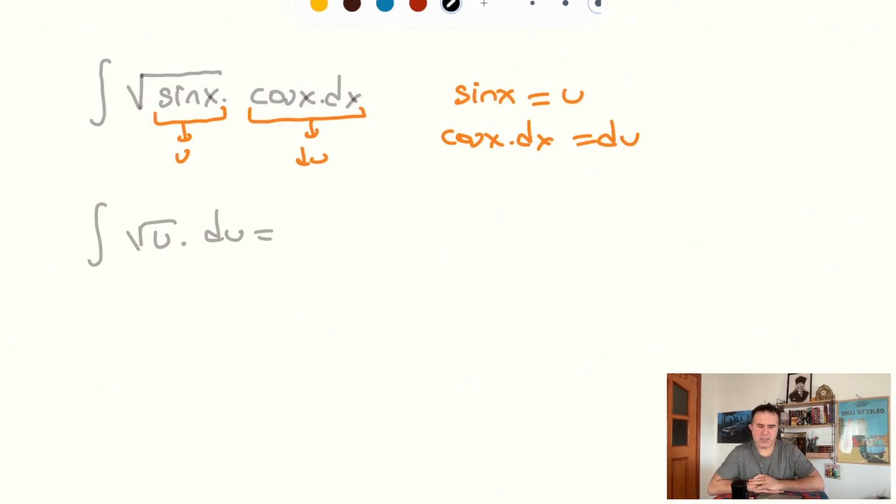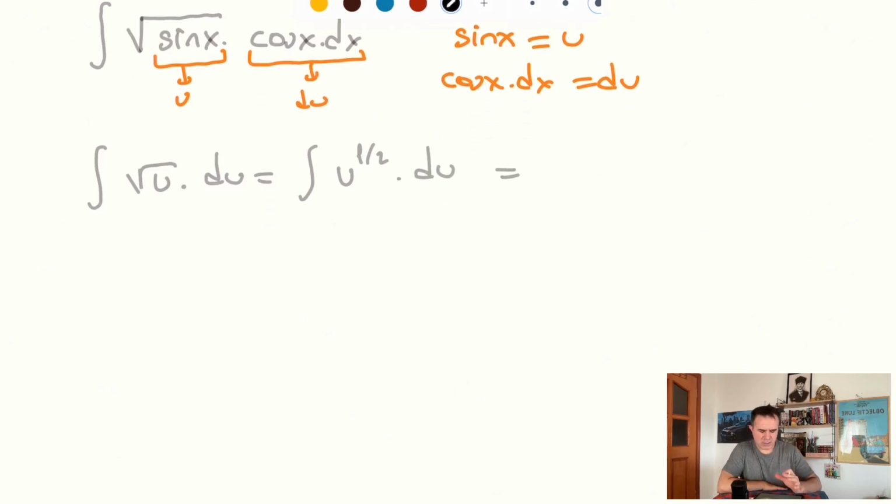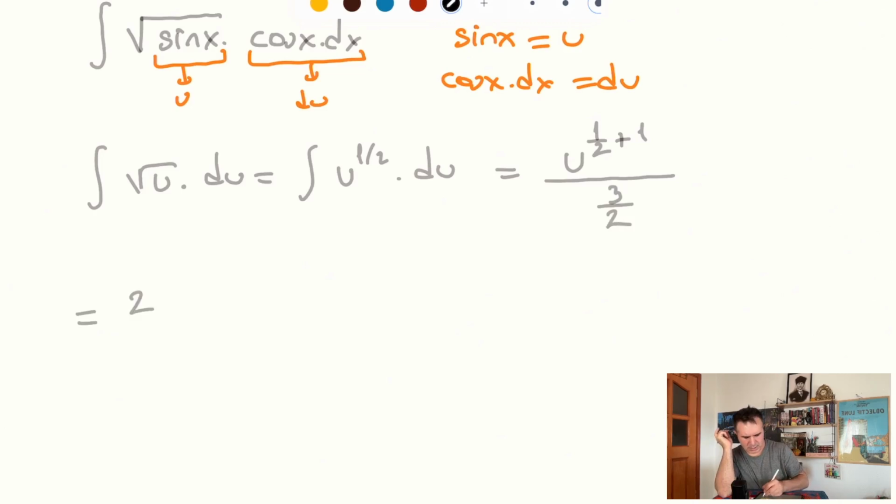In order to take the integral here, we will say that square root of u is u to the power of 1 over 2 times du. In order to take the integral, we add 1 to the exponent, 1 over 2 plus 1. The exponent becomes 3 over 2, and we will divide by the new exponent, 3 over 2. And this is now 2 over 3 times u to the power of 3 over 2.